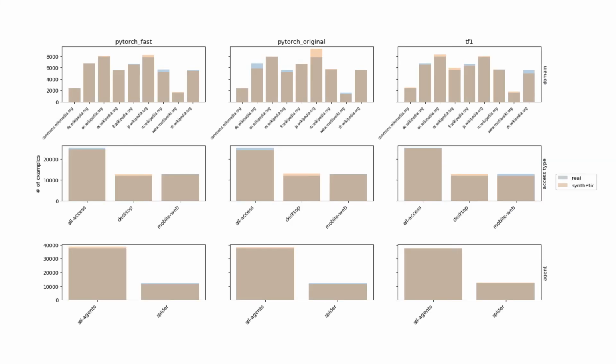We present three images showing different aspects of the fidelity of the synthetic data. In each image, we compare the real data with three synthetic versions. 1. Fast PyTorch implementation with larger batch size and smaller learning rate. 2. PyTorch implementation with original parameters. 3. TensorFlow 1 implementation. In image 2, we look at the distribution of attributes where the synthetic data is a close match to the real distributions.